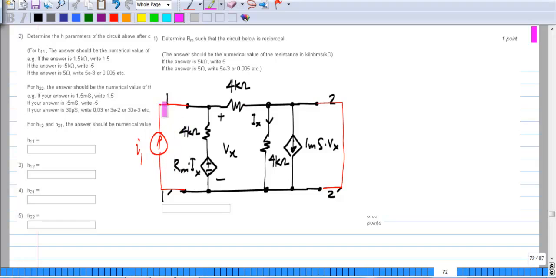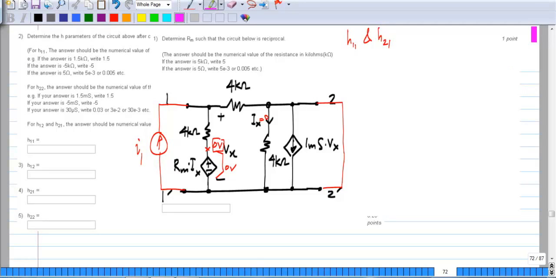By applying a current to the first port and short circuiting the second port, we can find H11 and H21. Okay, so now if I apply a current I1 to this port, the second port is short circuited, so this Ix will be equal to 0. Okay, so that means that this voltage source is 0 volts, so this is also at 0.